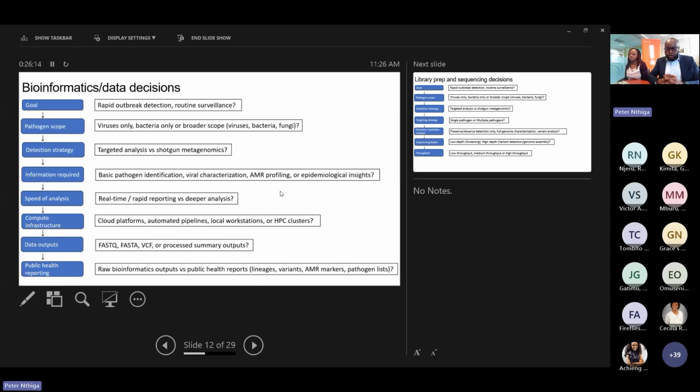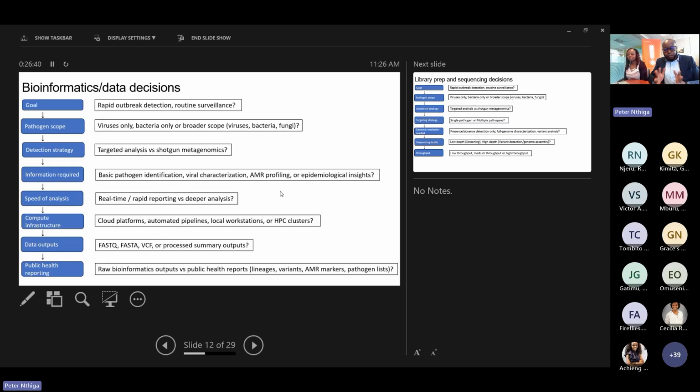Okay, so quickly going on to the next part. So we've seen that when we are designing our genomic strategy, we need to think from the back forward, starting with data decisions. What are the key data decisions that we should be making so that we are able to address our objectives well? So this is more of a thought process.